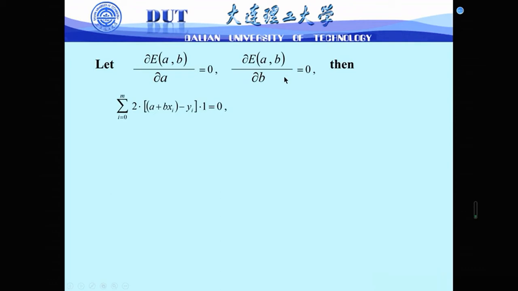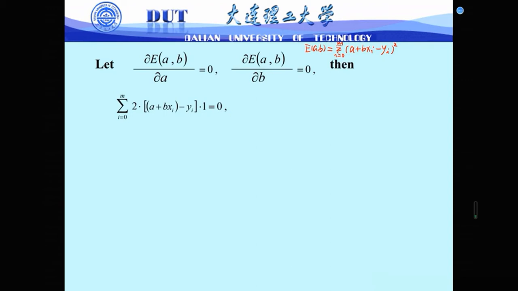So we need to find the two equations. Now, here, I show you the result. Here, E(a, b) equal to the summation i from 0 to M of (yi hat minus yi) square, that is, a plus b xi minus yi, square. Okay, now, let's consider the partial E partial A.